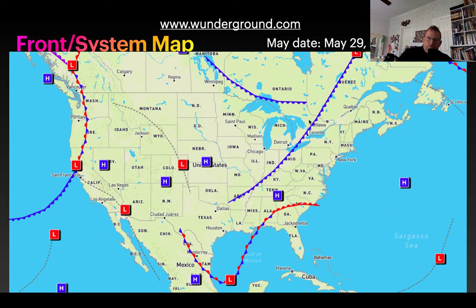Okay? So you've got the cold front, that's this blue one. You've got the warm front, that's this red one. You've got the stationary front, that's this red and blue one here. Now, I haven't mentioned the occluded front. That's this one up here, this pink one. I'll get into that in a minute.